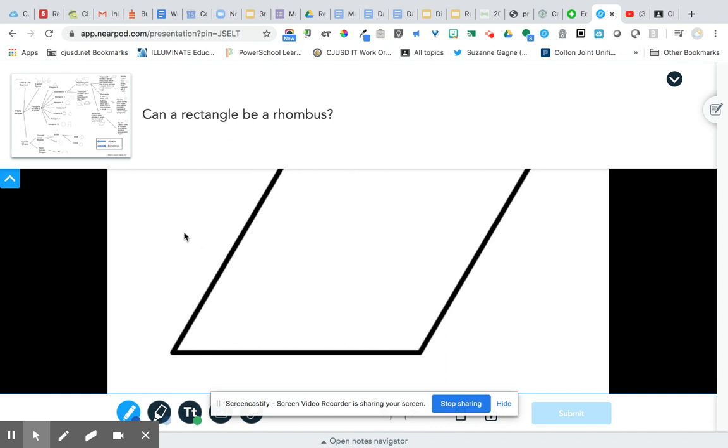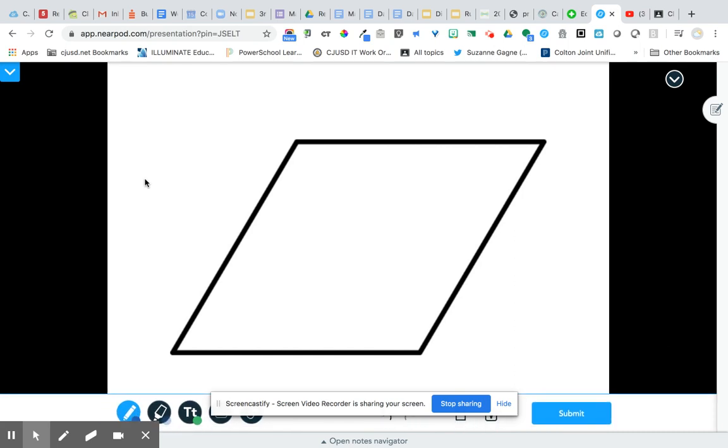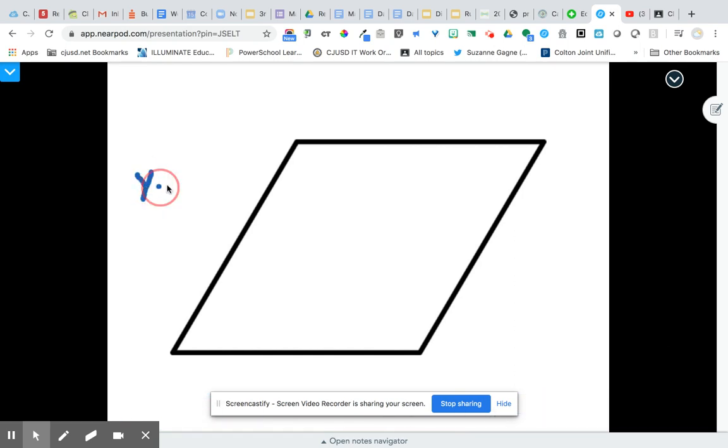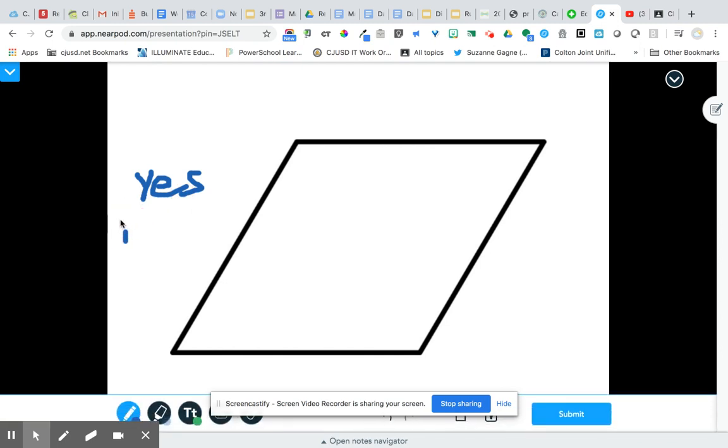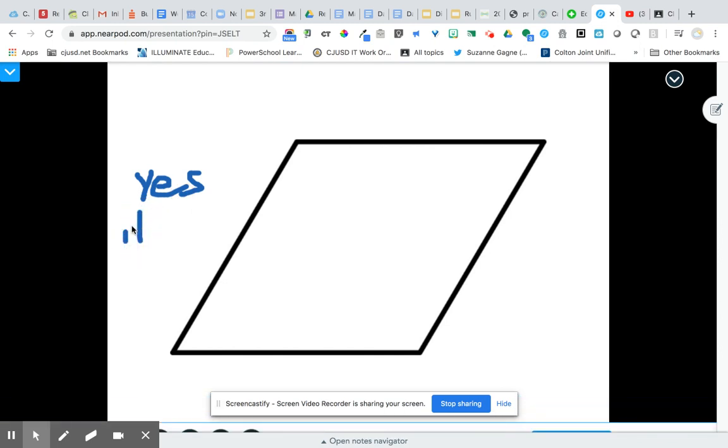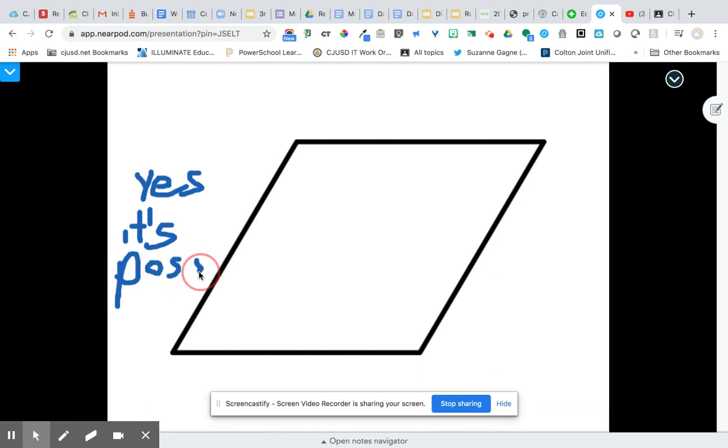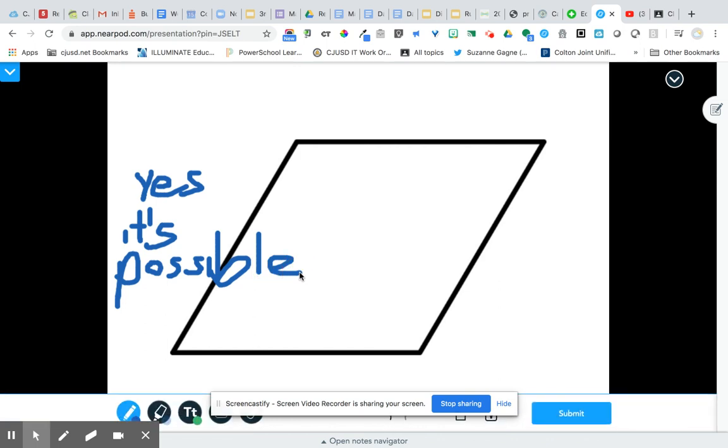So we can say here, yes, it's possible. Not definitely. It's not for sure, but if they both have those characteristics, then yes, it is possible. Not 100% always, but it is possible.